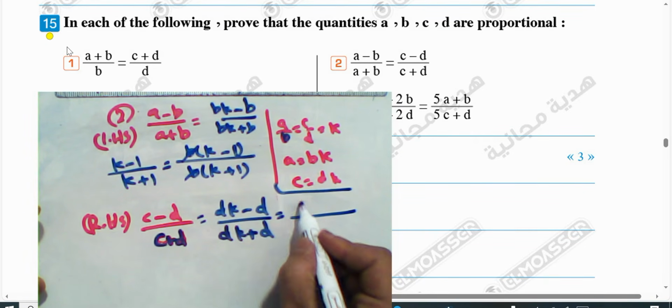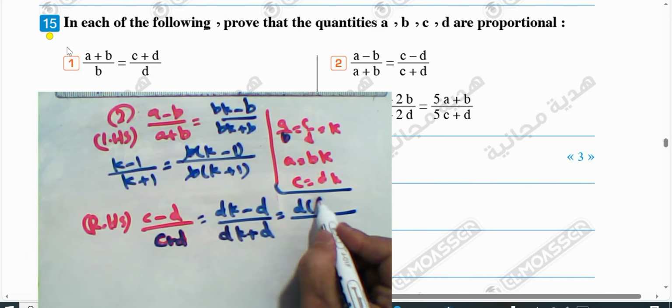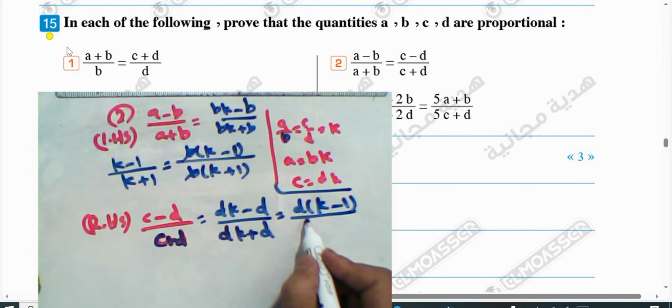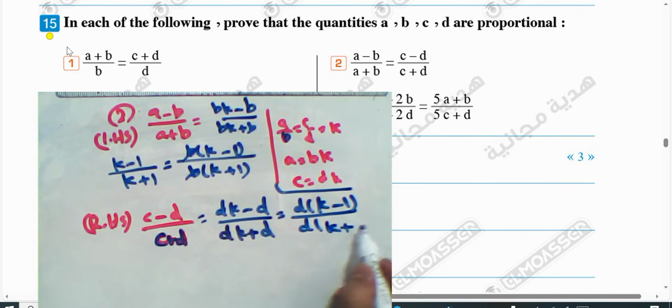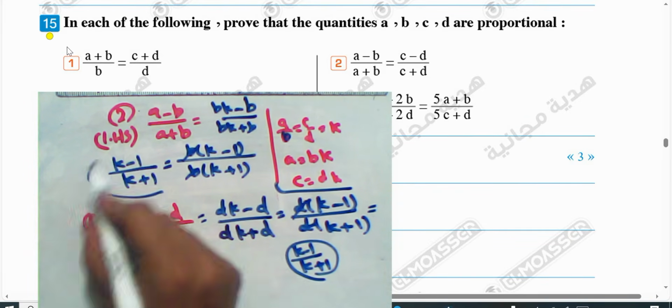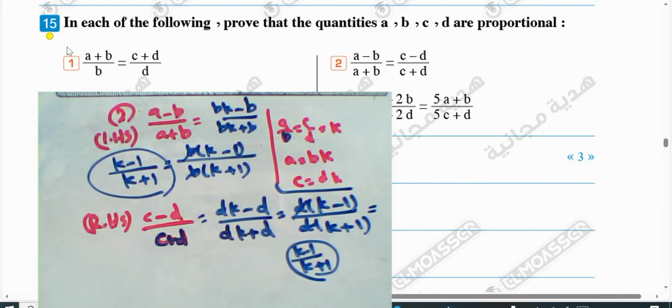You can simplify this by writing D as a common factor: dk plus d equals k plus 1 over d, and D divided by D equals 1. Then the result will be the same: k minus 1 over k plus 1. It is the same answer here. Left hand side equals right hand side.